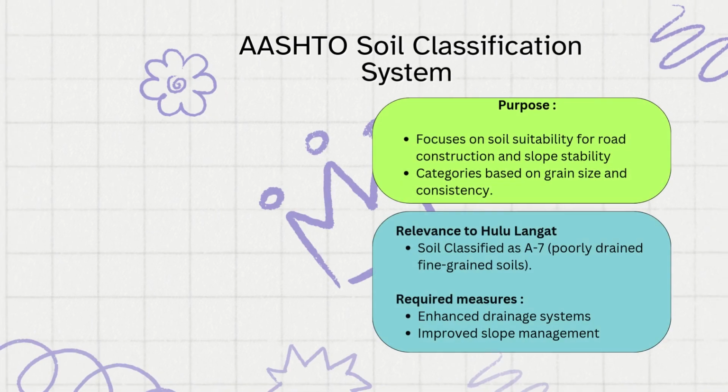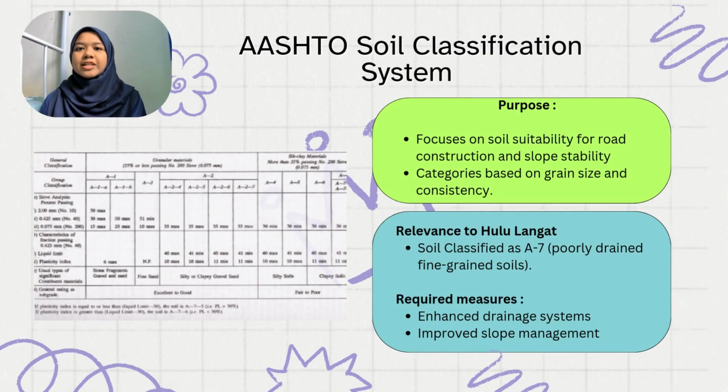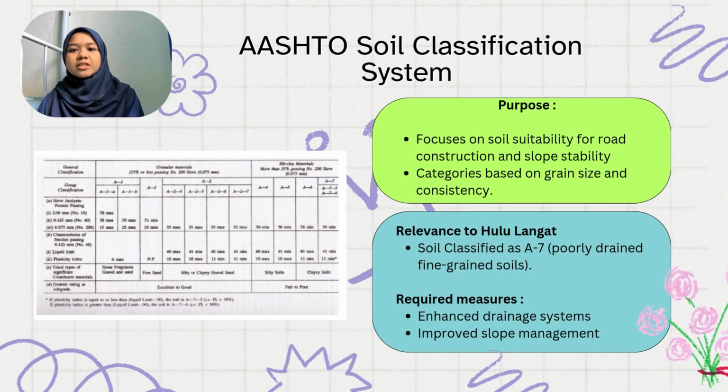So, another classification system we use is the AASHTO soil classification system, which is particularly focused on soil suitability for road construction and slope stability. This system categorizes soil based on particle size and consistency, ranging from A1 until A7. In the Hulu Langat case, the soil was classified as A7, which is fine-grained soil with poor drainage properties.